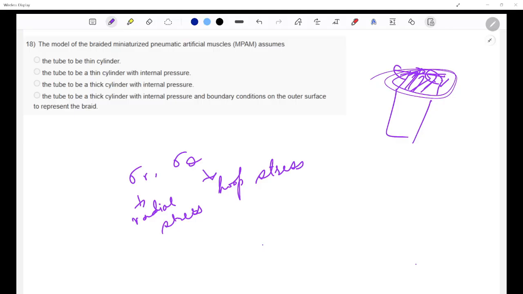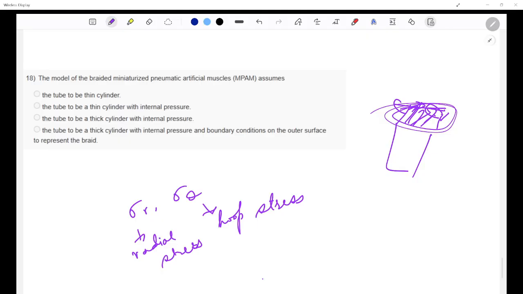Now let's check the options. Let's go to option D first because it is the correct option. The tube is a thick cylinder with internal pressure and boundary conditions on the outer surface to represent the braid, right? Because it has a thick cylinder model, it has internal pressure, it has the boundary conditions representing the braid as we discussed. In option A, the tube is a thin cylinder. This ignores the internal pressure effects, braid constraints.